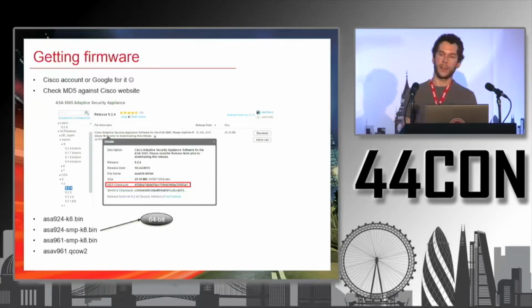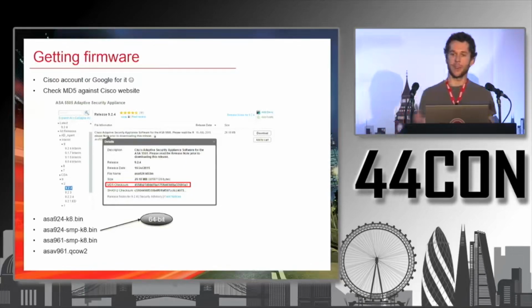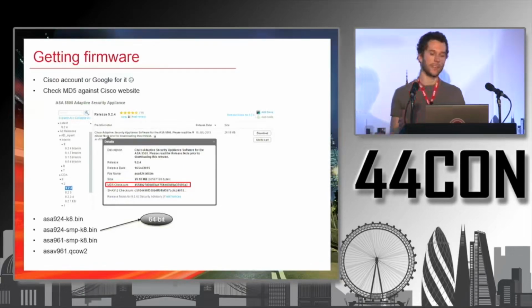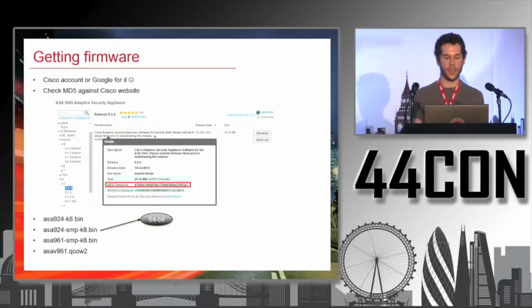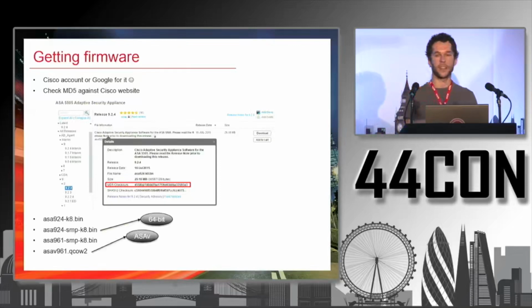And then you have ASA 961 SMP versus ASA v961.qcow. In this case, the first one is 64-bit, like we said, and the ASA v is for virtualized. So the second one is to load in GNS3, and it has a different extension.